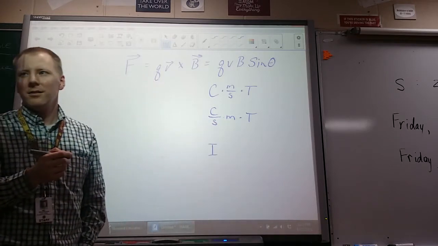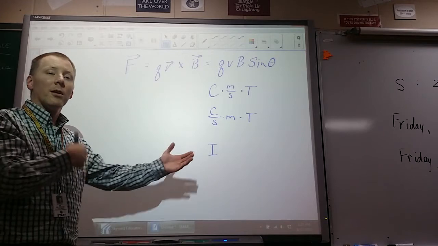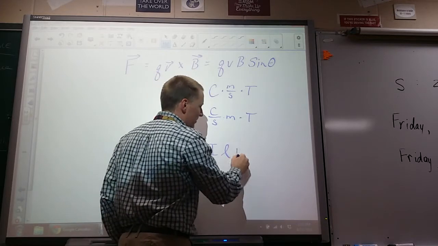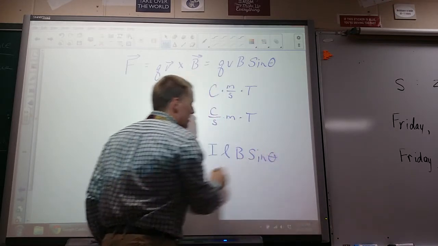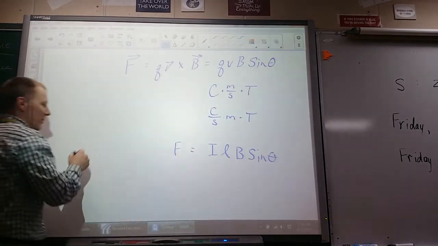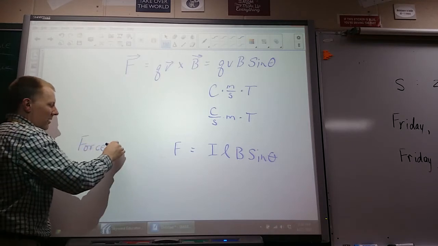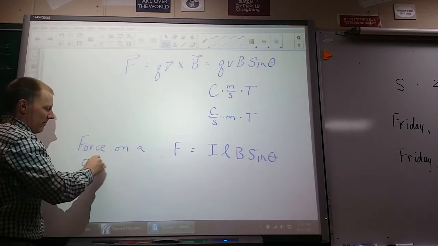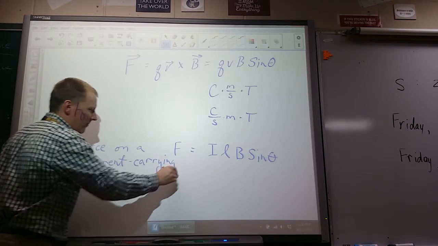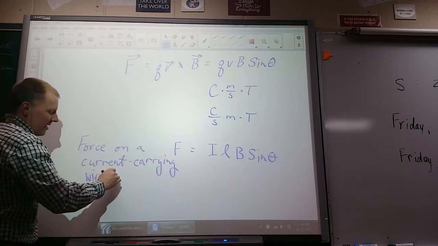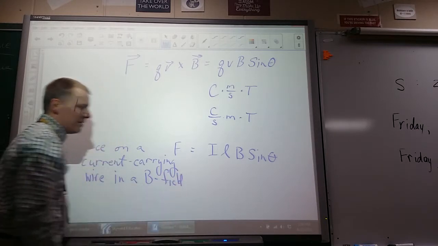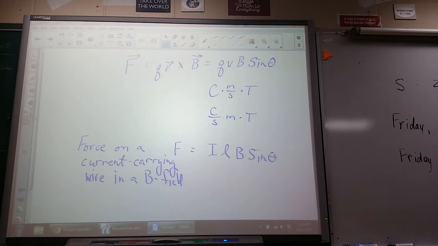What do we use to measure meters? Distance, or length. So if we had a wire, this would be the length of the wire. And B is the same. So a way to write this force on a wire would be here: force on a current carrying wire in a magnetic field, which we usually just say in a B field. L is the length of the wire.